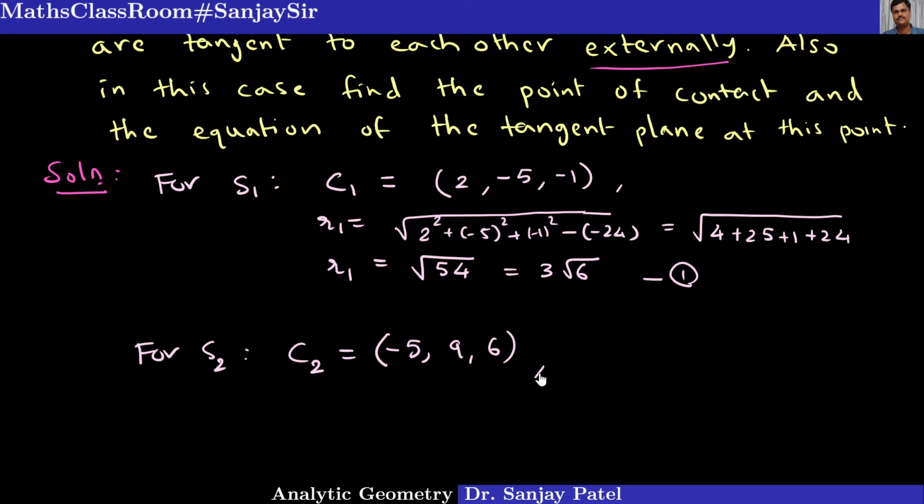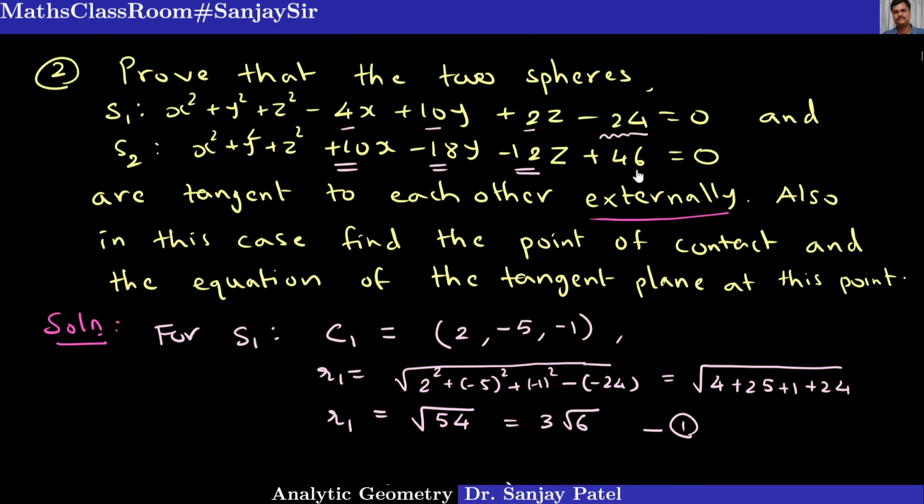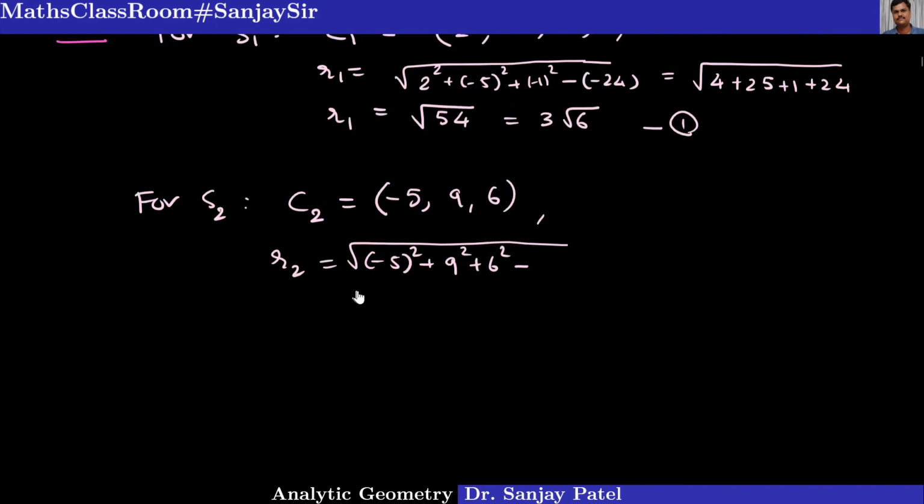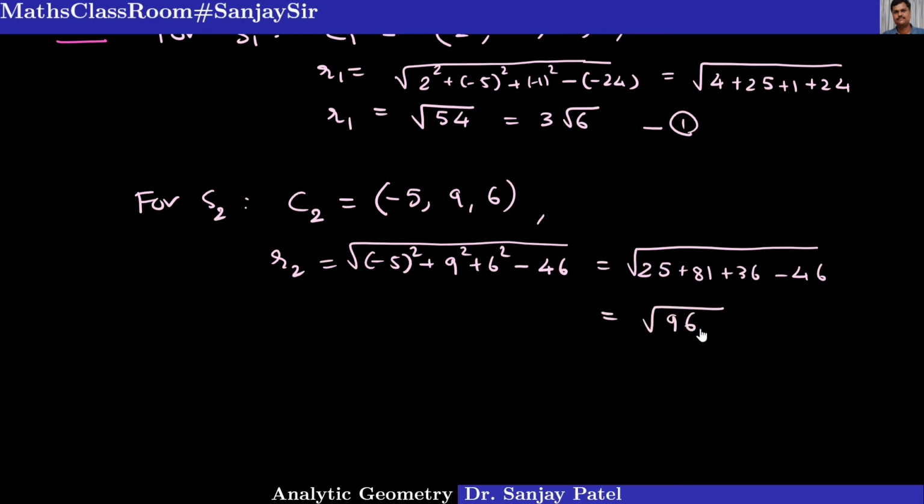Okay, fine. And the radius R2 is square root of -5 square plus 9 square plus 6 square minus d. What is d in the second equation of the sphere? That is 46. So this 46 is our value of d in that formula for finding radius. So it is minus 46. So simplifying, it is 25 plus 81 plus 6 square, that is 36, minus 46. So you just calculate this. 25 plus 81 is 106, plus 36 is 142, minus 46, yes. So it is 96, right? It is square root of 96.